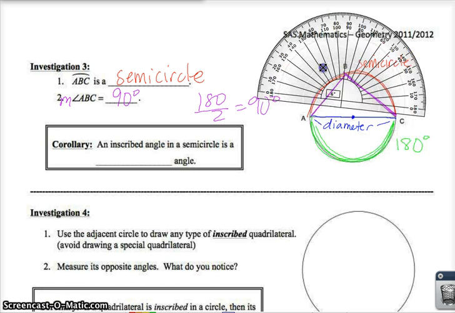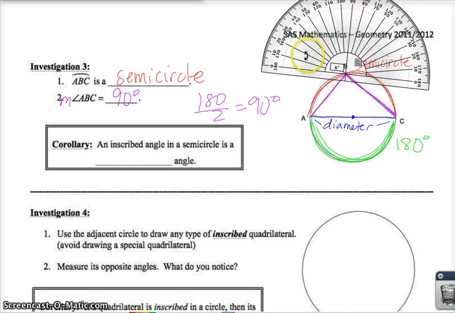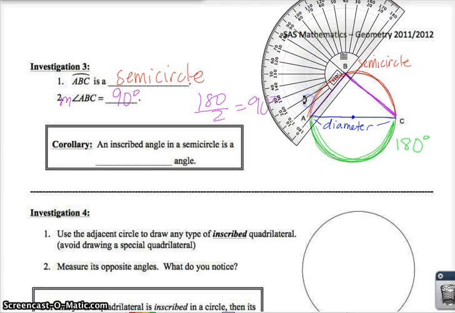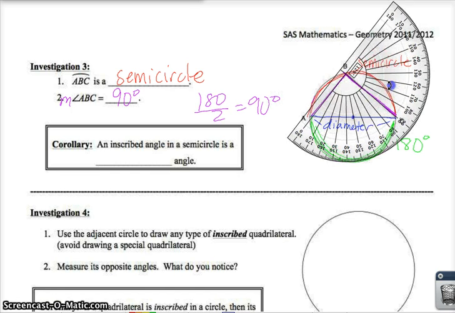If you're not sure, you can take your protractor and check it out. Oops, I need to rotate it the other way. And there we see it comes out to 90 degrees, so that is correct. In inscribed angles, let's complete the corollary. An inscribed angle in a semicircle is a what angle? Is a right angle, an angle that is 90 degrees. Okay, moving on.